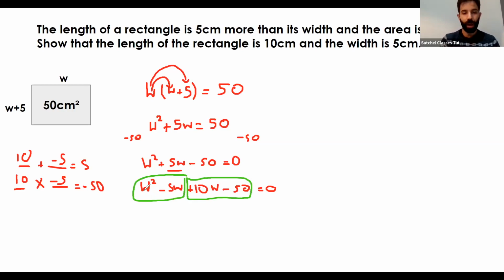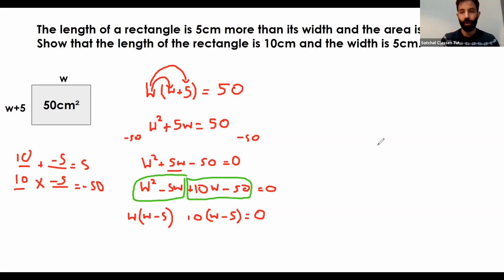So the highest common factor of w squared and 5w is going to be just w on the outside, w on the inside, minus 5. And likewise here, the highest common factor of 10w and minus 50 is going to be 10. So 10 on the outside, 10 multiplied by w gives us 10w, and this will have to be minus 5. And I know I've done this correctly because both of our brackets are the same.